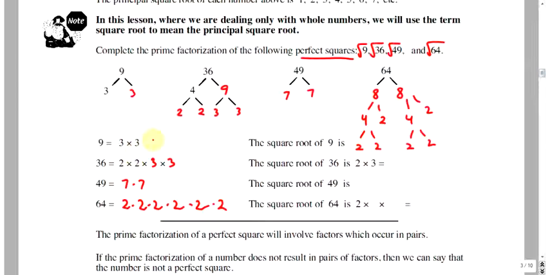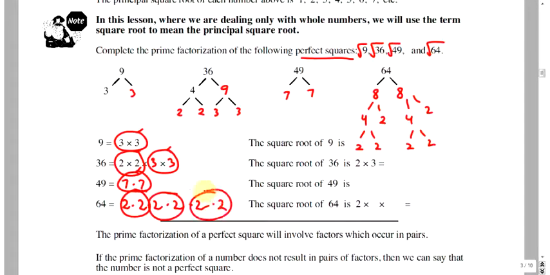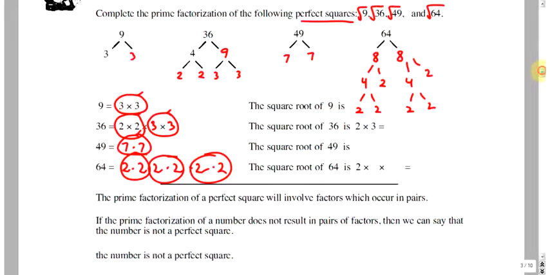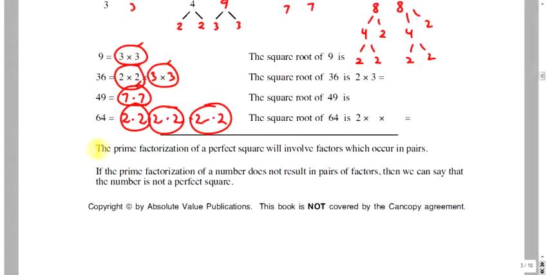Do we see a kind of pattern here? Because if you don't, I will soon tell you. How many prime factors do I have here? 2. How many do I have here? 2 and 2. How many do I have here? 2. Is this 3 sets of 2? Okay. If you saw it, great. If not, we're telling you. Prime factorization of a perfect square will always involve factors that occur in pairs. Those are all pairs.